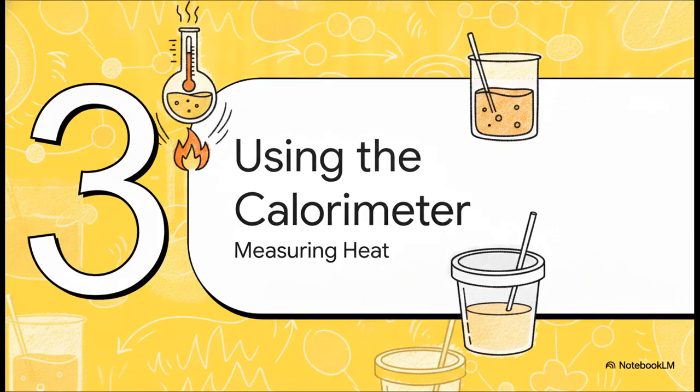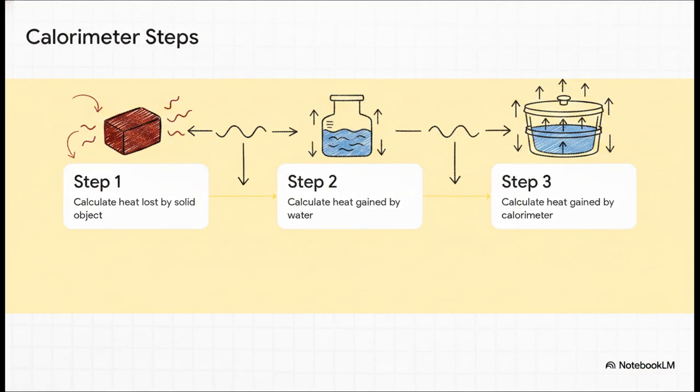Moving on to Section 3. Using the calorimeter. So, when you put a hot solid object into the water inside a laboratory calorimeter, heat exchange begins immediately. The solid object gives away heat, and both the water and the inner vessel of the calorimeter itself absorb that heat. Let's break down this complex exchange into 3 manageable steps so you aren't overwhelmed by the algebra.